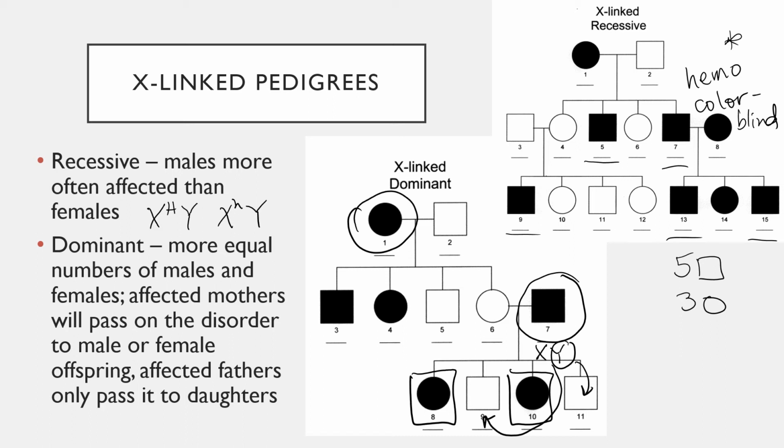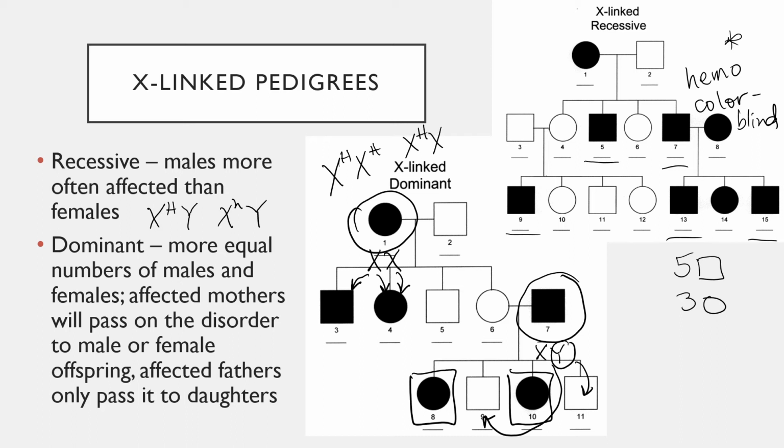Females can give it to either their sons or their daughters, because females have 2 X's, so they are going to give 1 X to their sons, and they can give either one of their X's to their daughters. So it would just depend on whether or not the female is homozygous dominant or heterozygous.